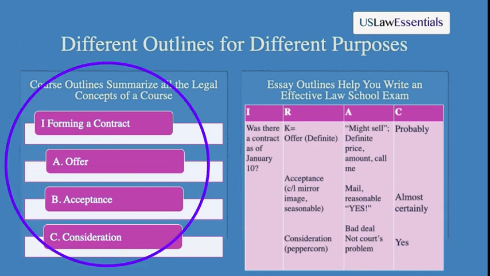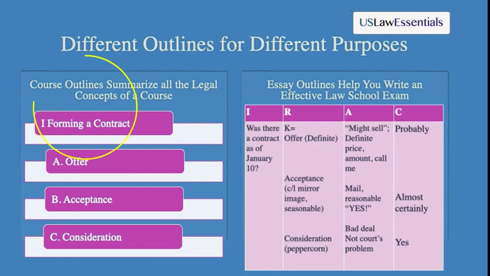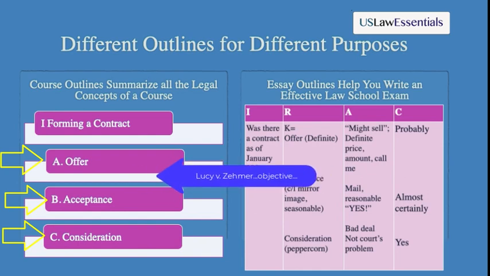So one thing to keep in mind is that in law school you have different outlines for different purposes. On the left I have what would be the beginning of a standard vertical outline from a contracts law class. The very first major heading of your outline might be on formation of a contract, and underneath that you would have the subheadings that would include elements of contract formation. So for example, offer, acceptance, and consideration.